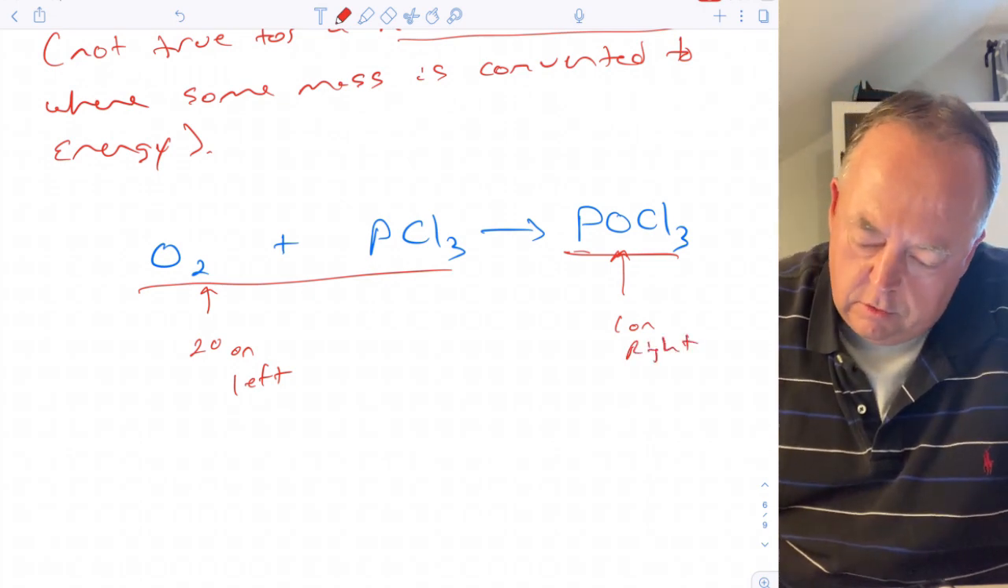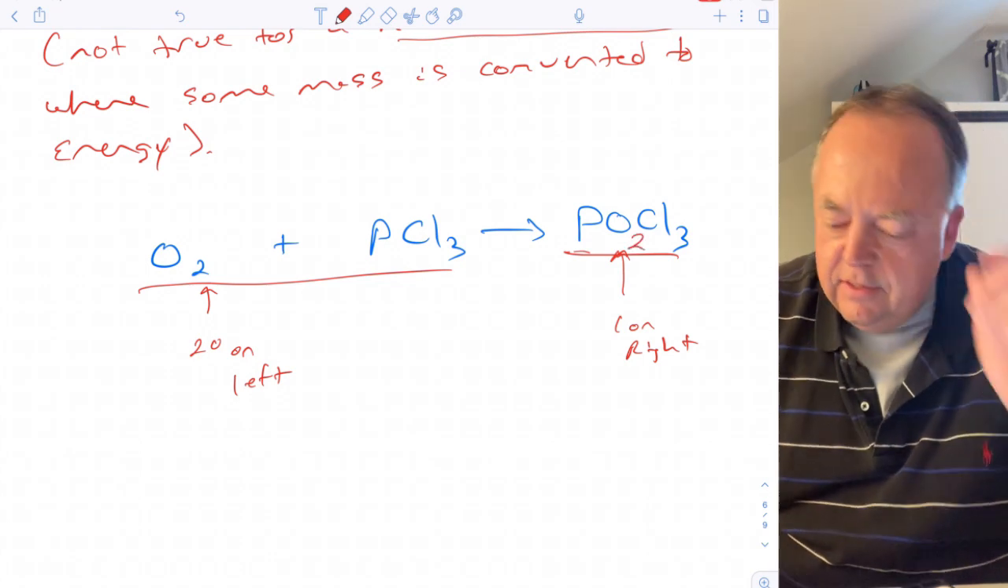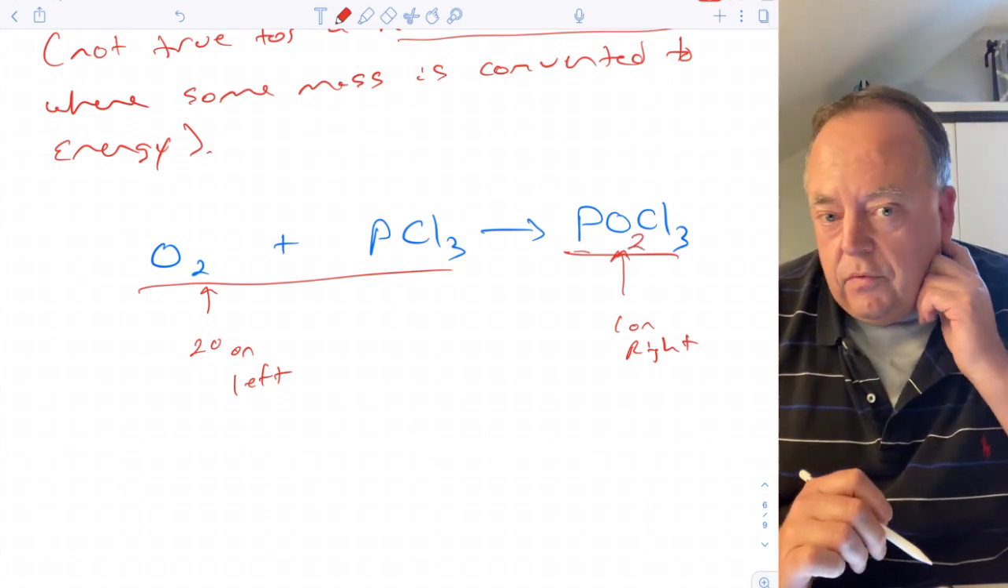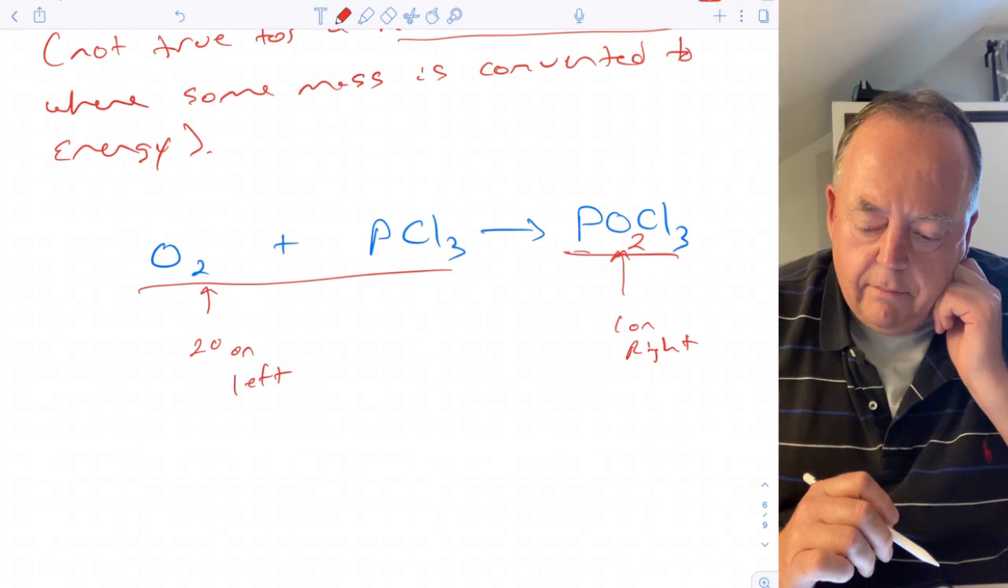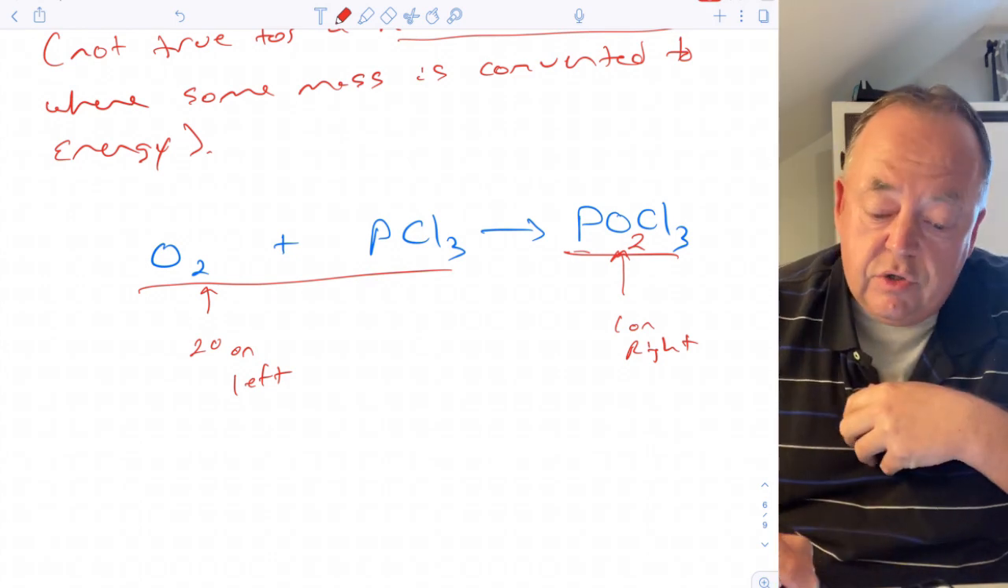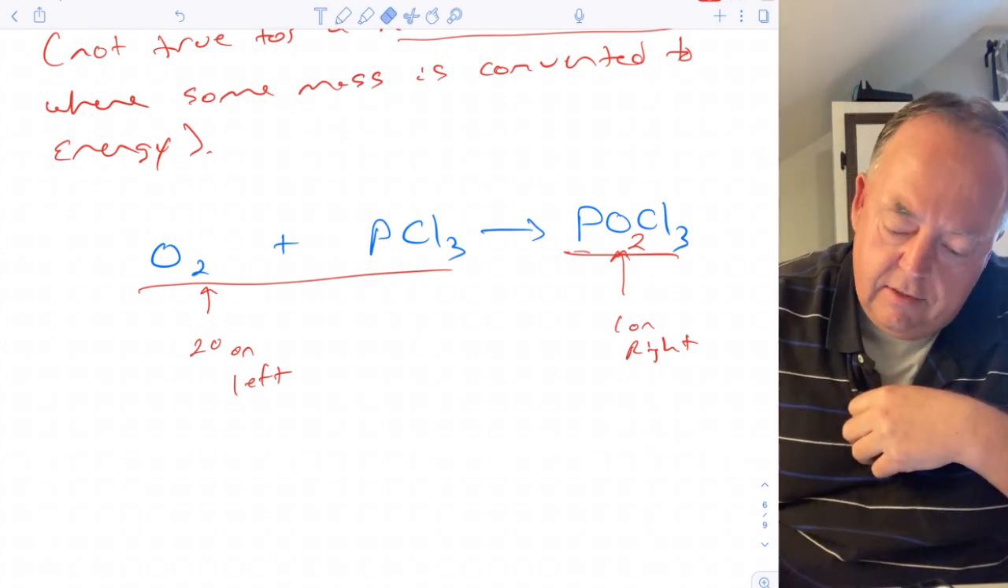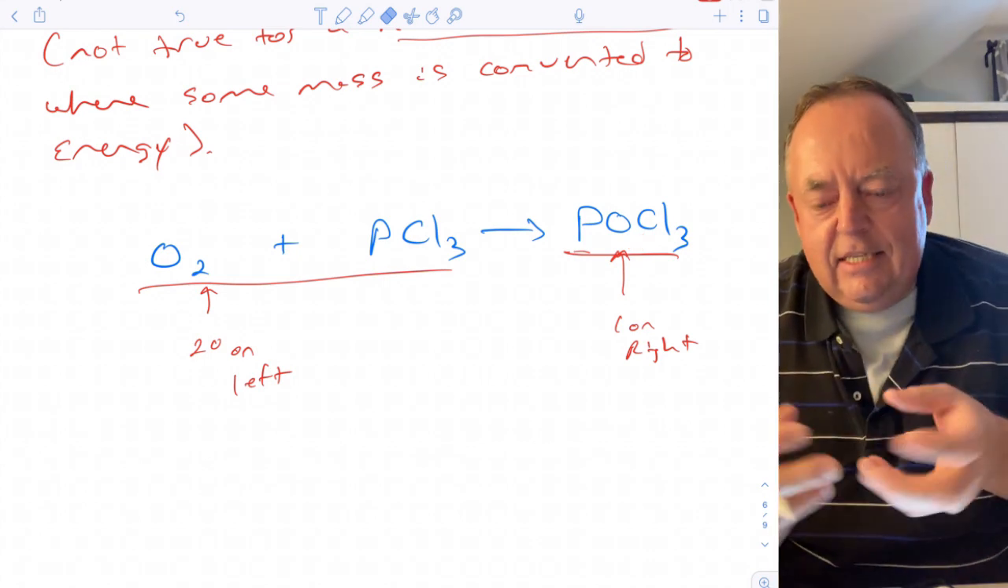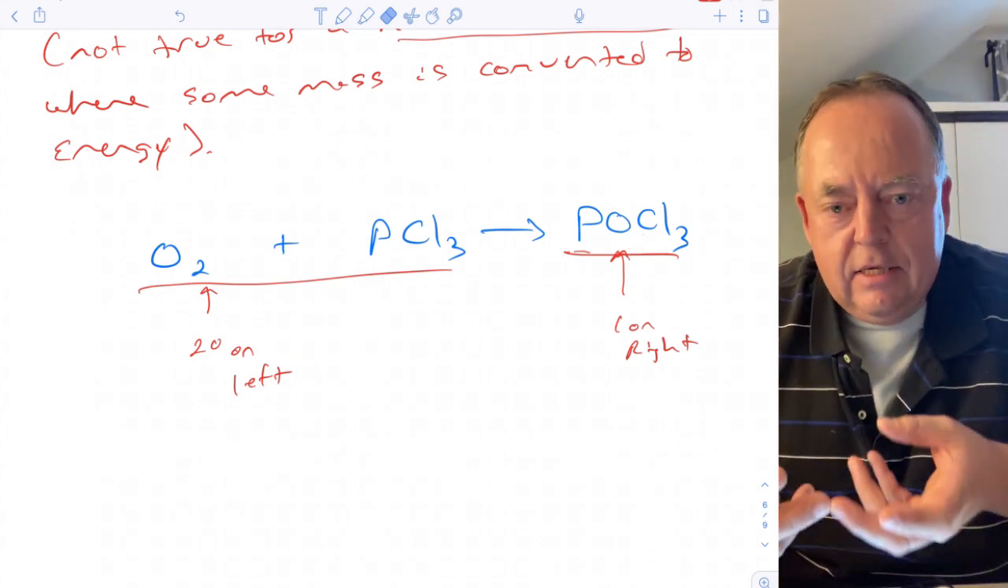So what do we need to do? Could we put a 2 here? Now there's 2 on the left and the right. So is that the correct way to balance this equation? And the answer is no. You cannot do that. You cannot put a 2 there because that changes what the compound is.